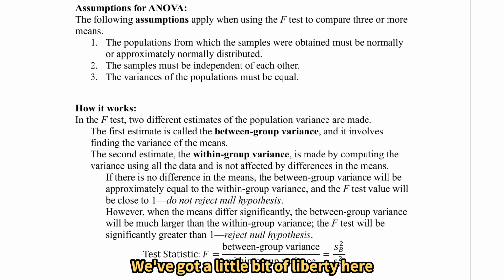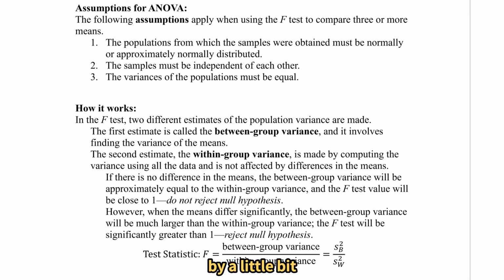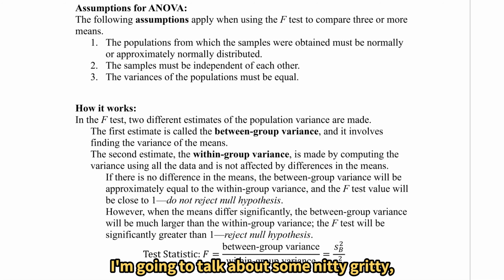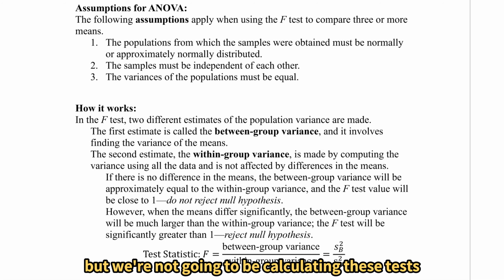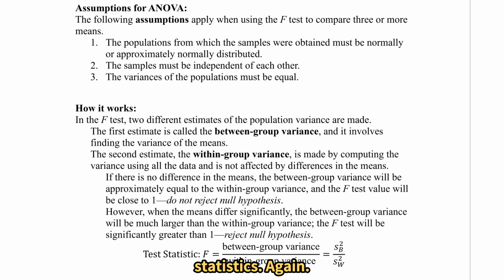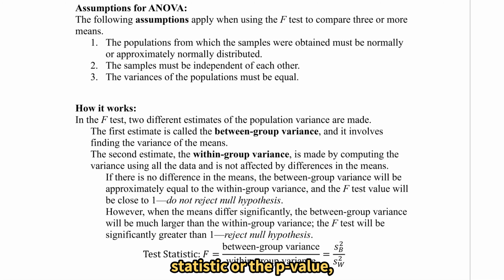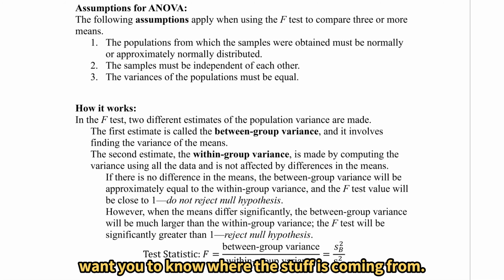We've got a little bit of liberty here with those variances of populations. It turns out that we can have them off by a little bit, and we can still run an ANOVA pretty successfully. Next up, I'm going to talk about some nitty-gritty, but we're not going to be calculating these test statistics. Again, we're going to use technology to get us the test statistic or the p-value, but I do want you to know where this stuff is coming from.